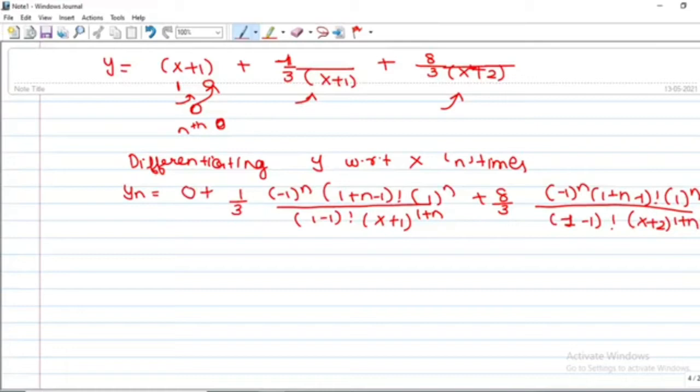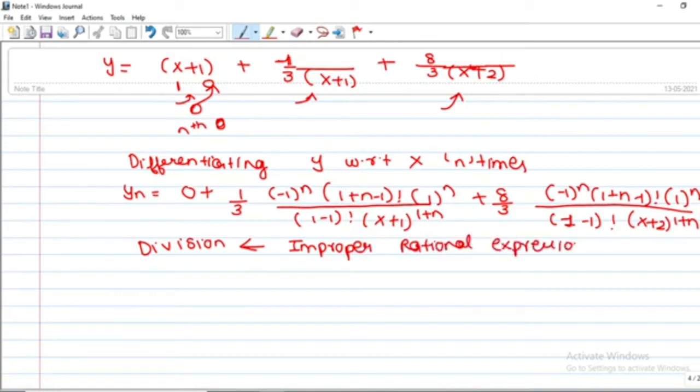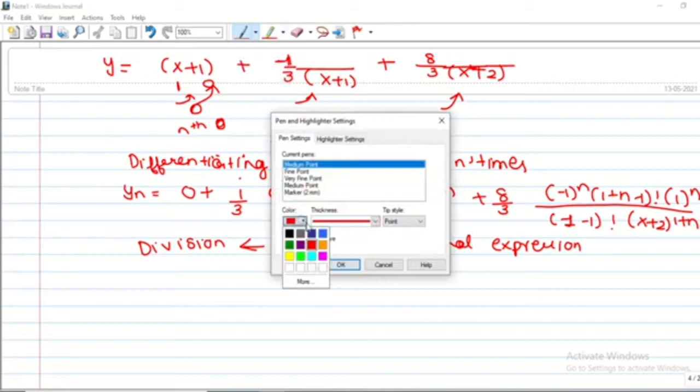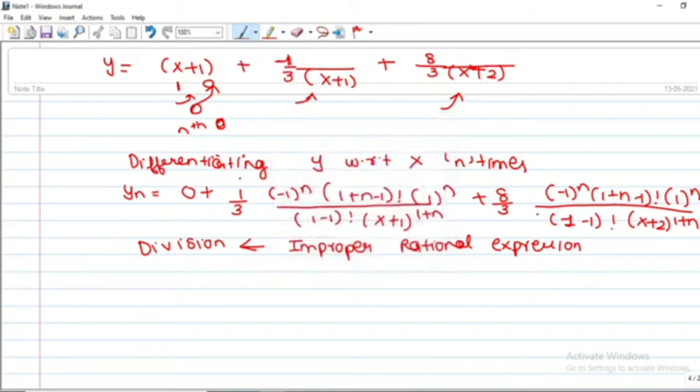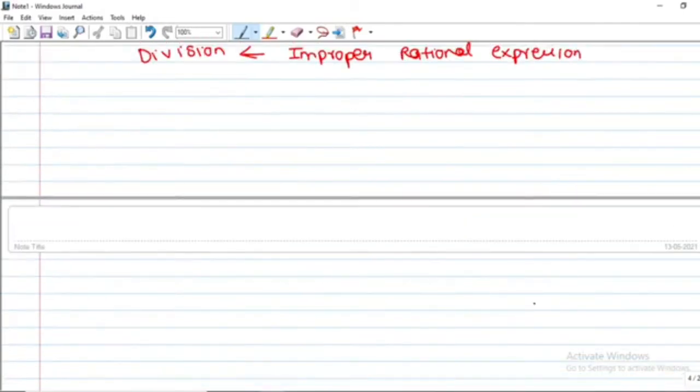Hope you have understood each and every step. The question was basically just that the difference here was the division, which appeared due to the improper rational expression. Now let's move on to the next question, but before that, let's just switch the pen, because the new color will be more comfortable.